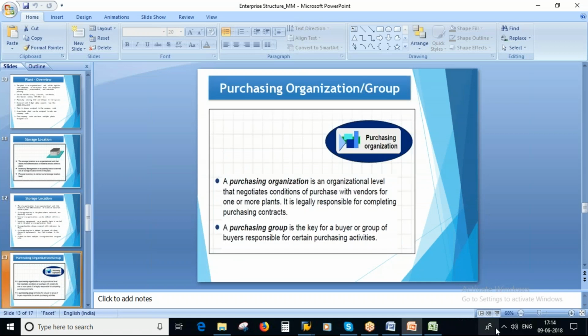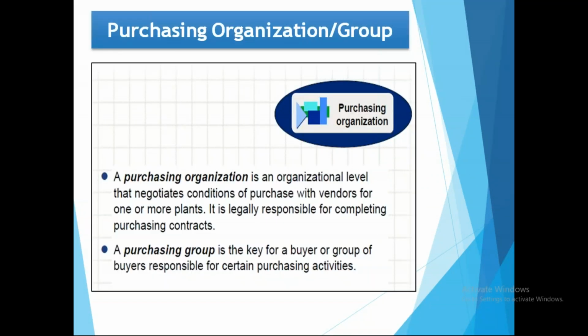So purchasing organization, what is purchasing organization? Purchasing organization is the organization that manages purchasing activities. It negotiates conditions of purchase with vendors for one or more plants. So basically purchasing organization will be responsible for purchasing activity for a particular plant or more than one plant.